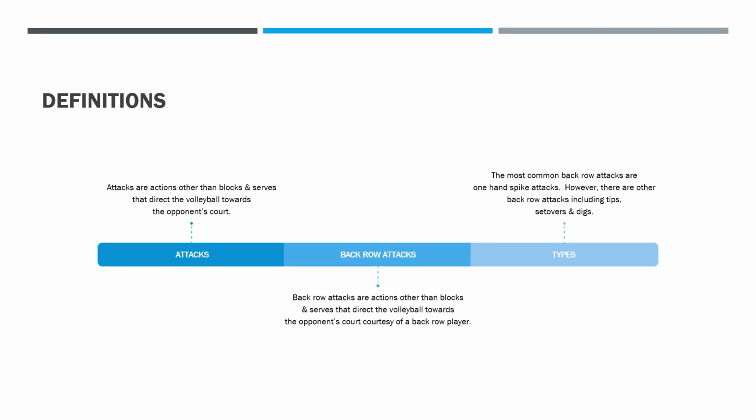Now, the most common back row attacks that you generally will see in volleyball contests are one-handed spike attacks, similar to one-handed spike attacks by front row players. However, similar to front row players and front row player attacks, there are other back row attacks, including tips, setovers, and digs.